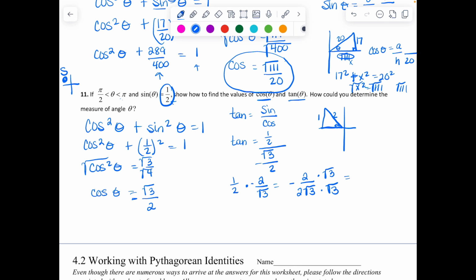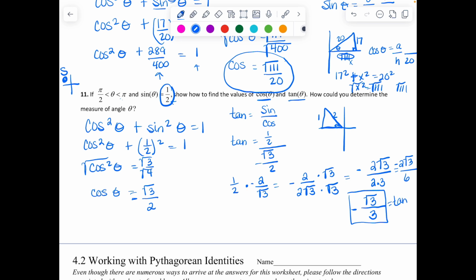And what we end up with is negative 2 square root of 3 over 2 times 3, which is 6. So we get 2 square root of 3, again negative, over 6, and then we need to simplify. So this is square root of 3 over 3, and the negative is out front. So this is your tangent.